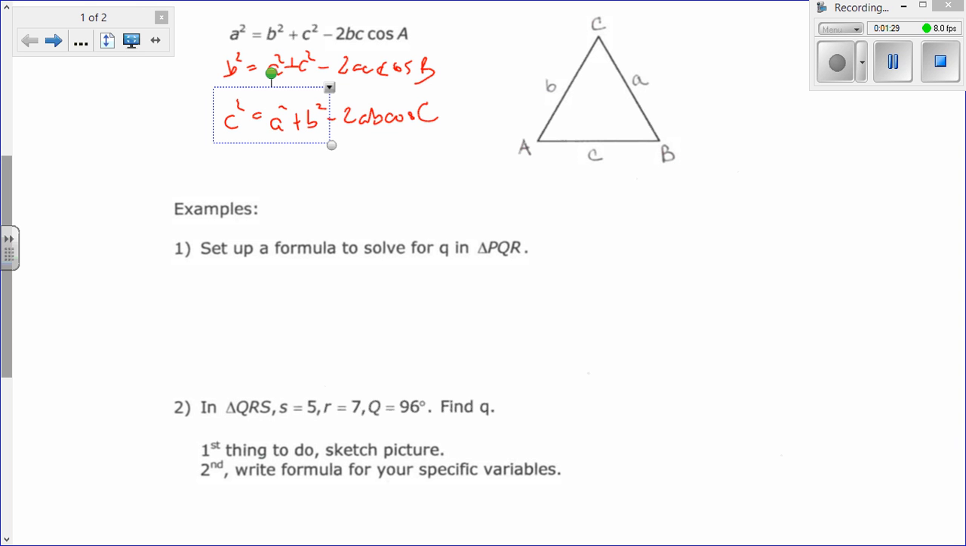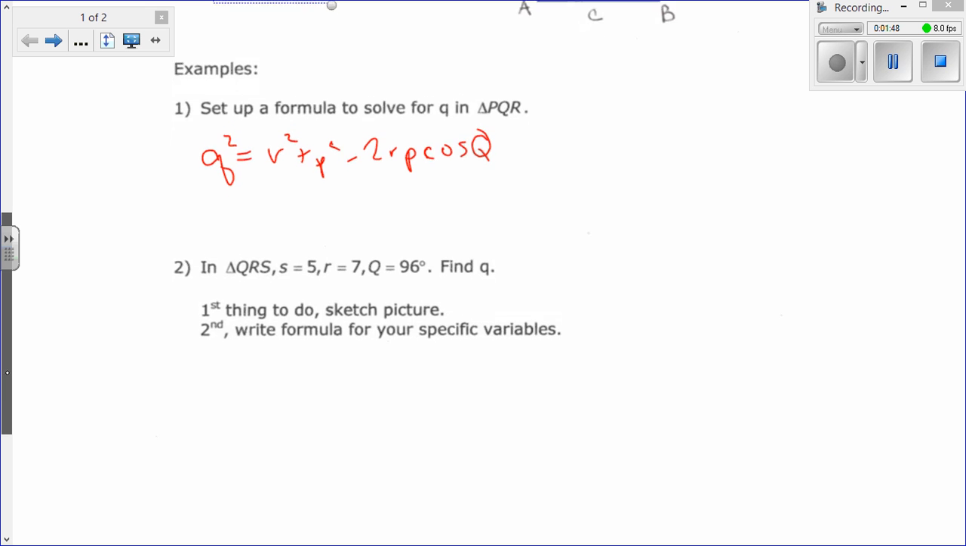Example 1: set up a formula to solve for q in triangle PQR. If I'm looking for q, I would say q squared equals r squared plus p squared minus 2rp cosine Q. The order of r and p doesn't matter, as long as q is where you start and stop.